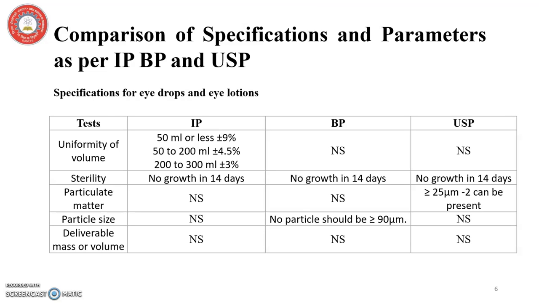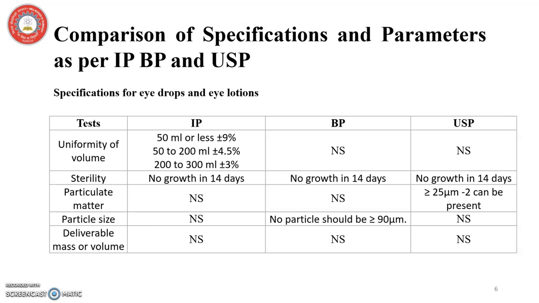So in this slide a comparison is given between all the pharmacopoeias, that is IP, BP and USP. For every dosage form there are some specification limits, like the uniformity of volume is given in the IP but not mentioned in BP and USP. So there is some specification limit.